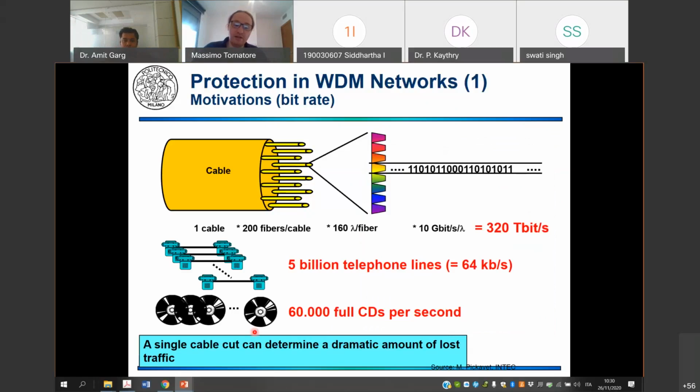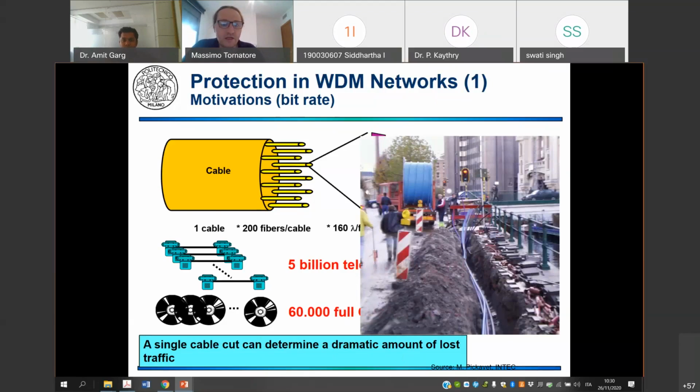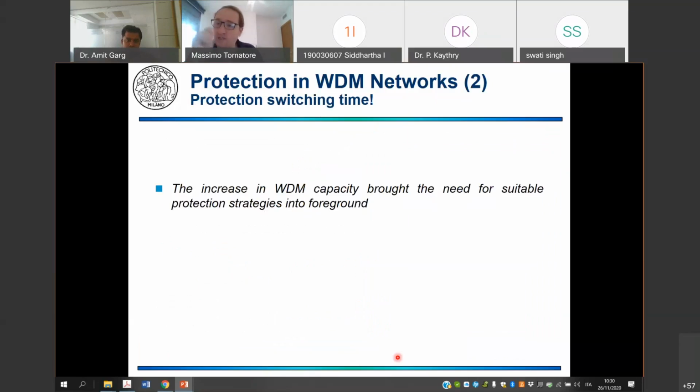So, conclusion: a single cable cut can determine a dramatic amount of lost traffic. So we need to have solutions in place such that when a fiber is cut, you have alternate solutions to carry your traffic. Not only do you need to have a secondary path, not only do you have to have a backup plan when there is a failure, but the backup plan must be reacting, must be available very quickly.